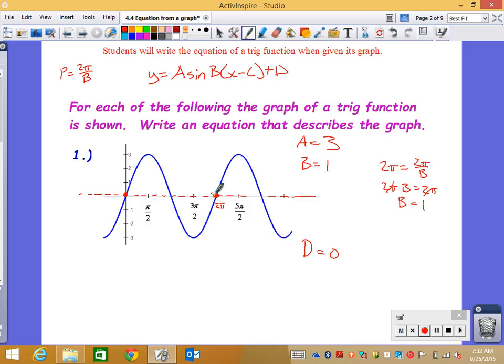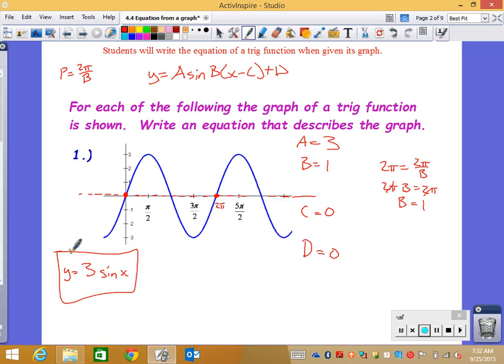If I do choose to start right here and follow it up, did I shift it left or right at all? Did I move from my parent sine function? No. So you could say that c is 0. And what would your equation be then? Well, it would be a sine, because I'm starting at the y value 0. So I would have y equals, my a value is 3, sine, my b value is 1, so I just have x. So y equals 3 sine x.